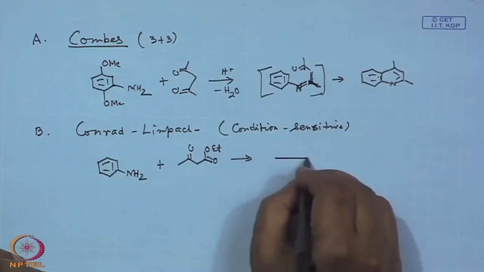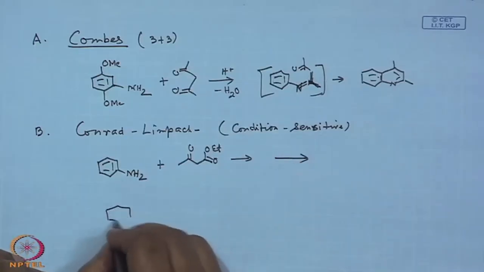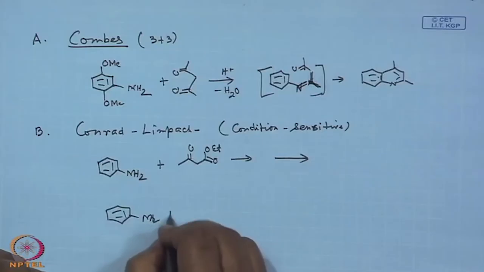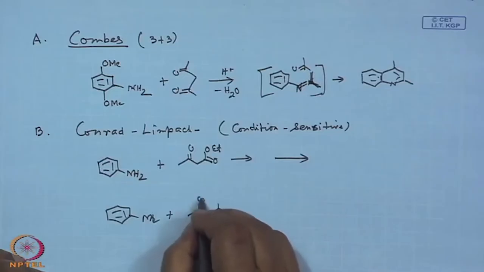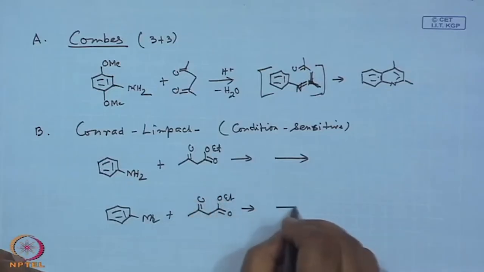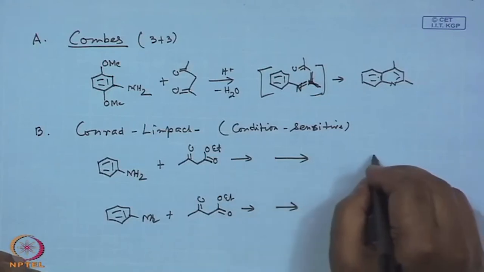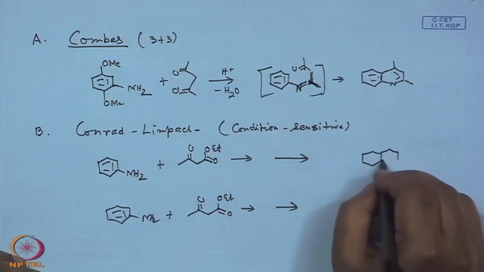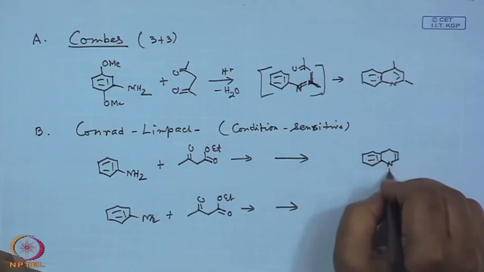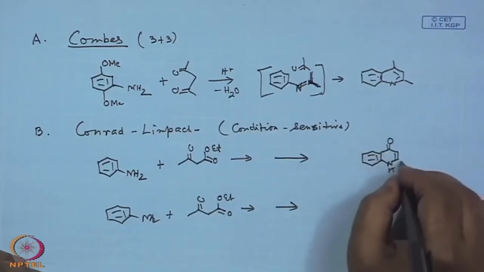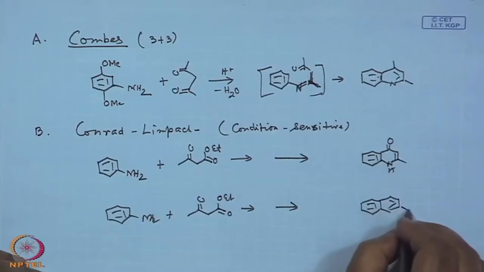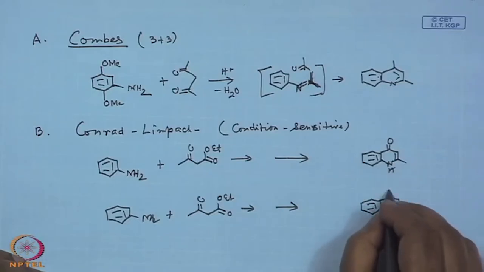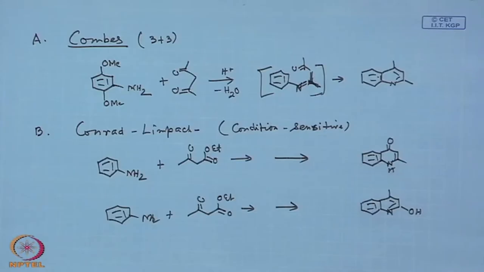That means there are two different conditions, okay. So, under two different conditions, you get two different products, both are regioisomeric though. See the differences. What are the differences? In the first case, you will be getting the 4-quinolone, okay. And the second case, you will be getting 2-quinolone, which is essentially 2-hydroxy-4-methylquinoline, okay.